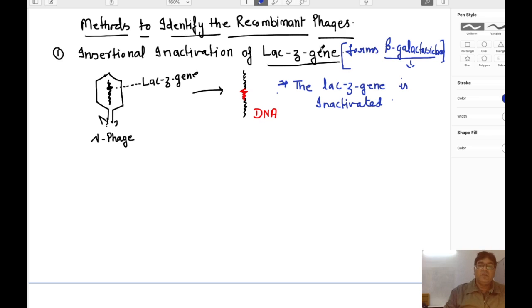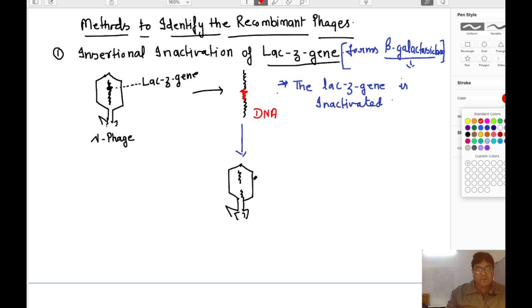Okay. But if this gene is disturbed here, if it has been inactivated, then the blue color will not develop. All right. So this DNA is inserted into the phage. This is the phage here. Now this is inserted into the phage, and we say that this phage is a recombinant phage.